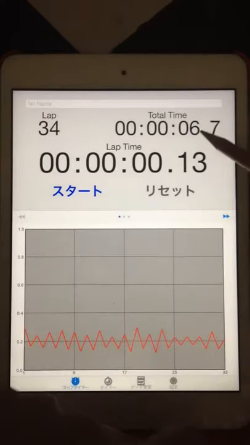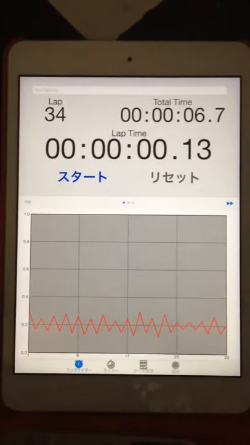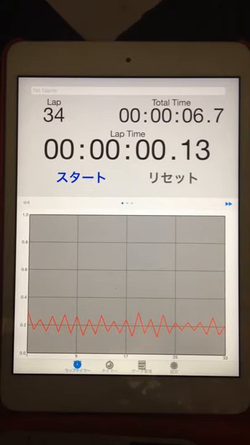Okay. Today, 6.7 seconds divided by 3-4 laps. Multiply to equal 39.39 seconds for 1 beat front and back. Today is the first test.